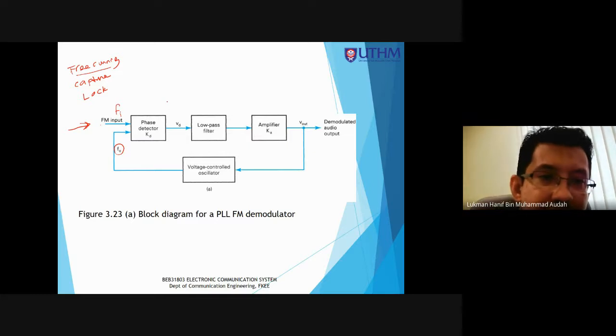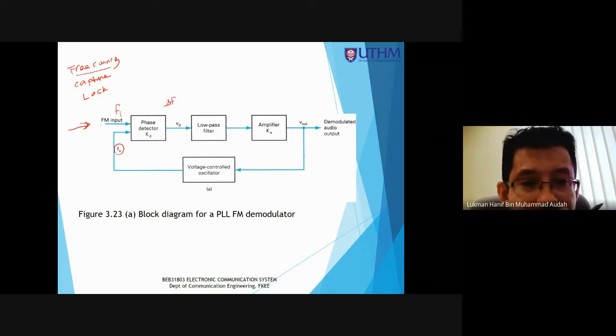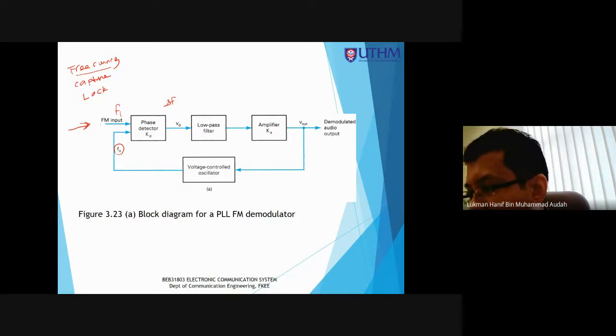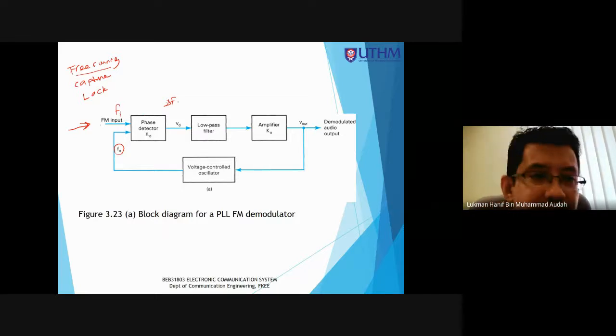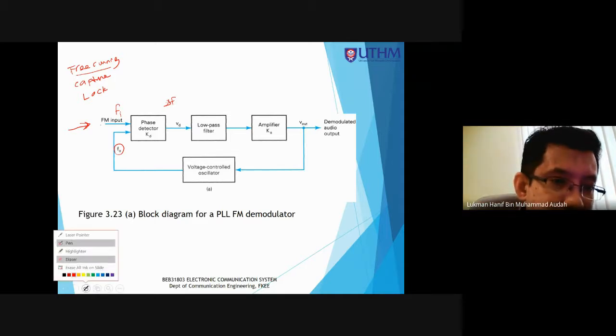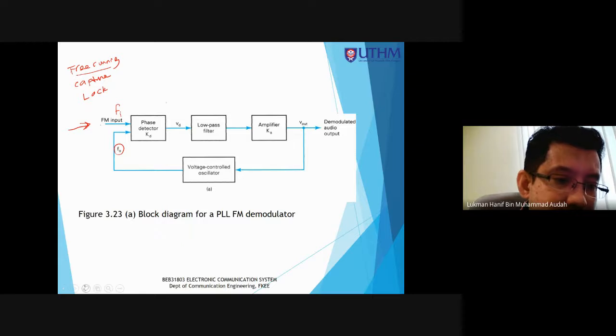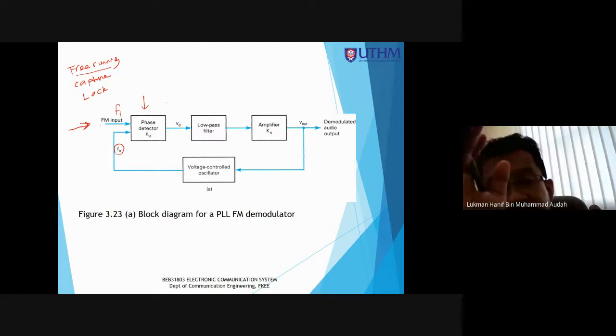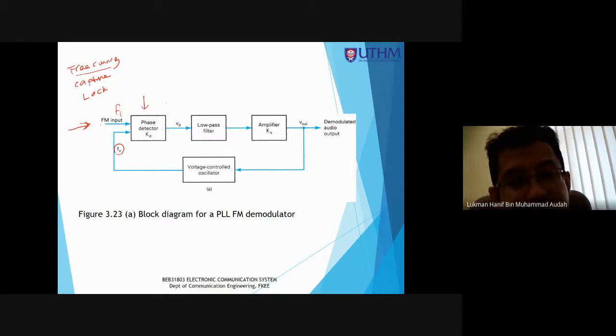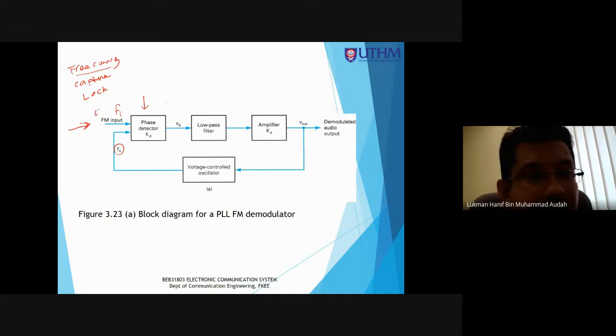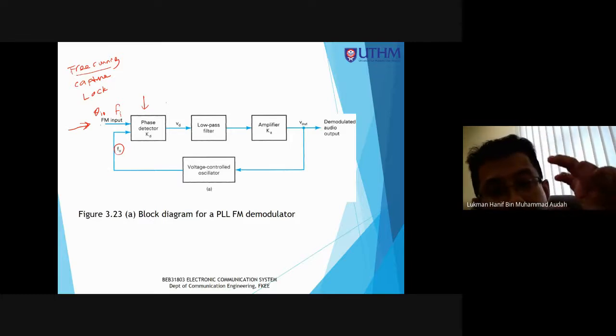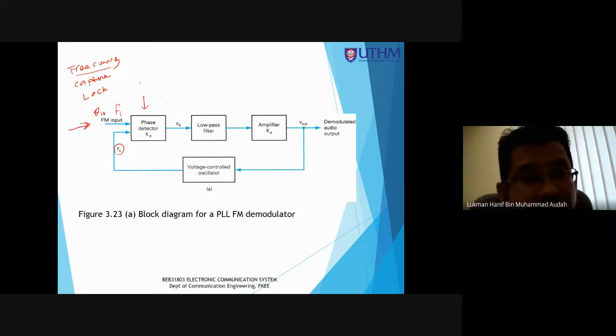So maknanya di sini akan ada delta F. Kita akan kira dia punya delta F. So phase detector ini dia akan compare dia punya perubahan fasa ataupun perubahan frekuensi. Dalam setengah buku dia akan gunakan theta, theta in, theta I ataupun Fi pun boleh juga. So dia akan mengukur perubahan fasa. Dari sini kita dapat juga dia punya delta theta dan juga delta F.